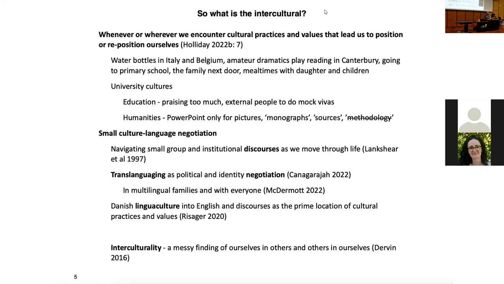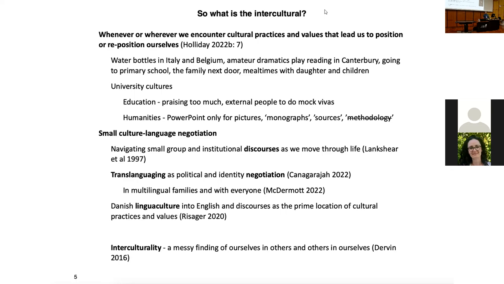On Saturday, I won't explain why, I suddenly found myself in the middle of an amateur dramatics play reading. I'd never been in such a strange environment. I had no idea what was going on. I could work out the words and the sentences, but I had no idea what was going on. Totally alien, and I didn't know what to do. Going to primary school for the first time, visiting the family next door, where they behave differently, they eat differently, they've got different rules and so on and so forth.